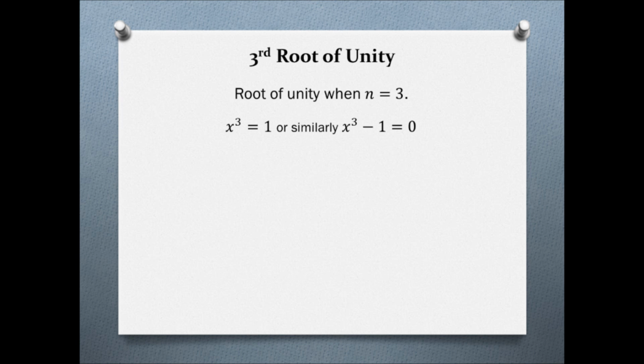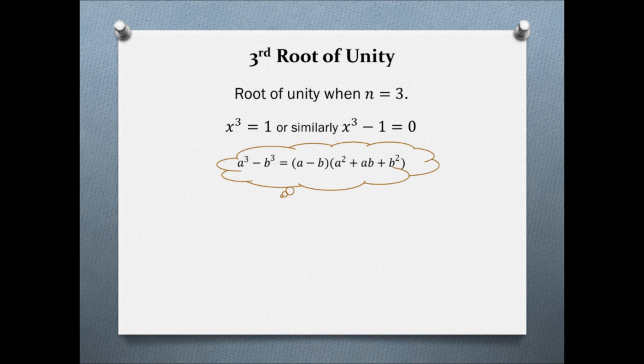Another case is the third root of unity, which is when n equals 3. Now for this, we have the equation x cubed equals 1, or again, x cubed minus 1 equals 0. Now for this one, we're actually going to use the identity a cubed minus b cubed equals a minus b times a squared plus ab plus b squared. So we can factor this into x minus 1 times x squared plus x plus 1 equals 0. Again, we can make use of the zero product property to find out when each factor is equal to 0.